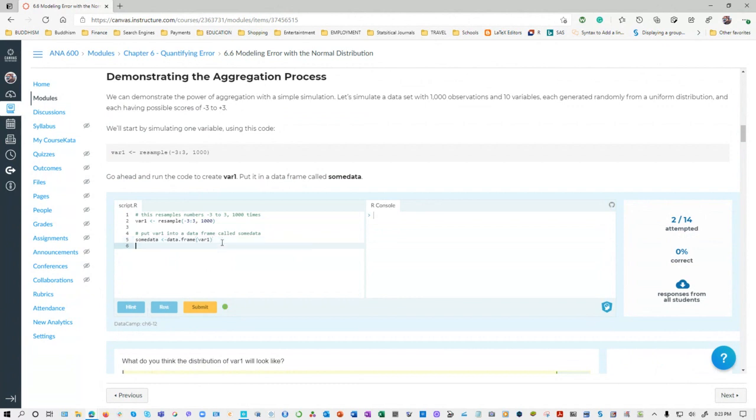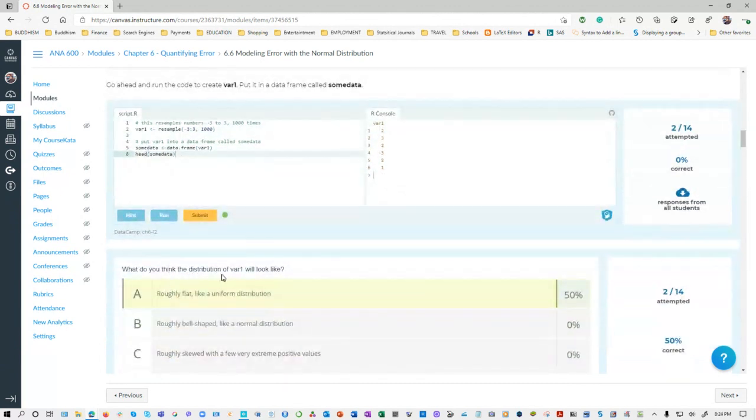See, if you call some data, if you look at the first 6 numbers, they were picked between -3 and +3. There will be 1000 numbers like that. What do you think the distribution of var would look like?